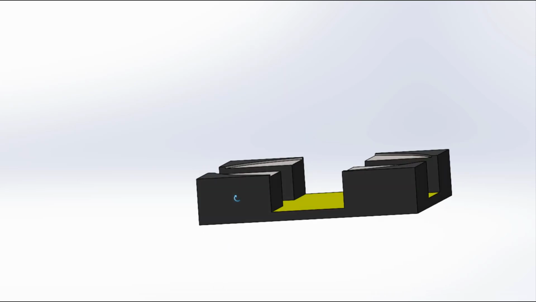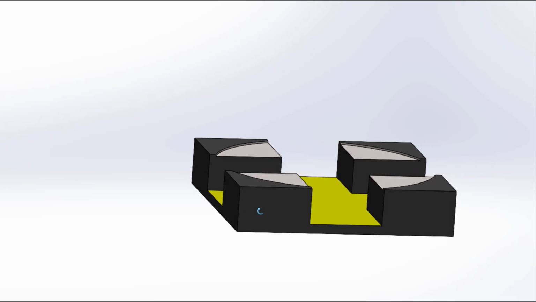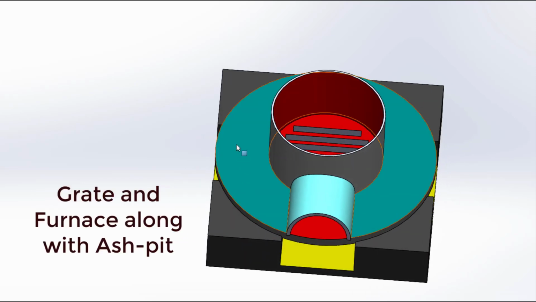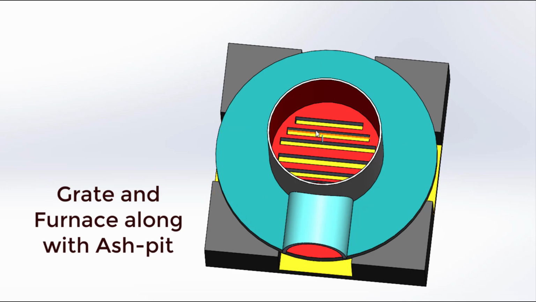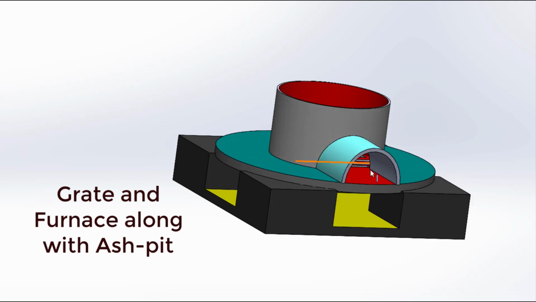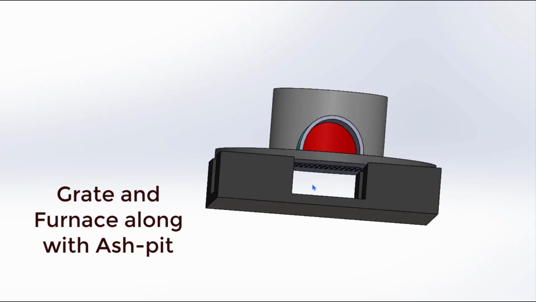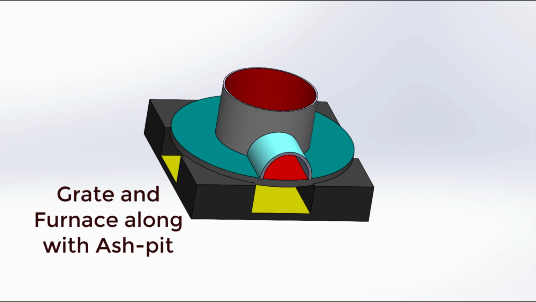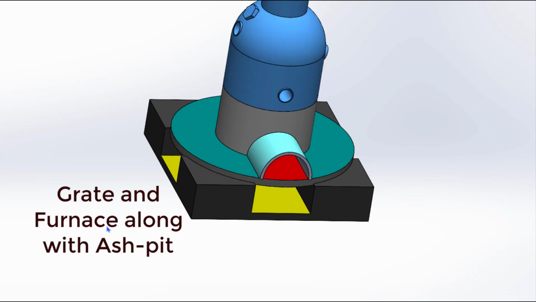So this is the foundation for the grate and furnace. Above this foundation, the grate will be placed. This is the grate on which the coal is placed, and this area is for the furnace area, and the coal is fed through this fire door, and ash will be collected below this grate. This is the ash pit. Now let us see the full view of the furnace.